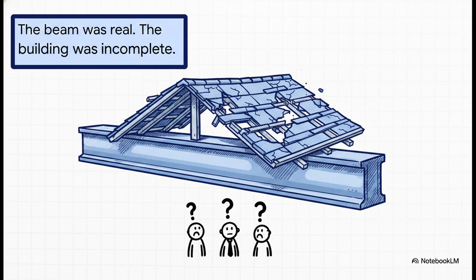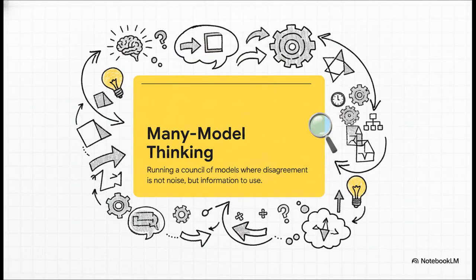Why? The beam was real, but the building was incomplete. When your models clash in the real world, the goal is not to force an early consensus. The goal is to assign load paths. You need to build a council of perspectives. And this brings us to the core paradigm shift of the book, many model thinking.